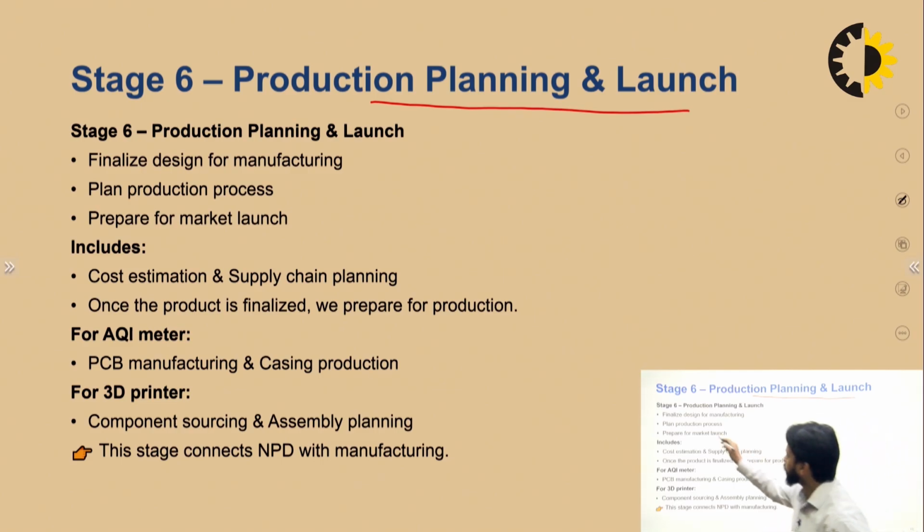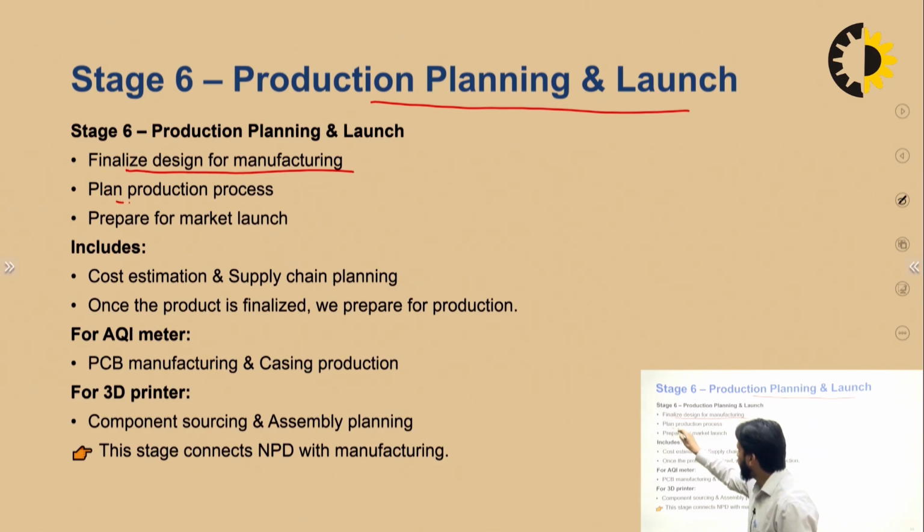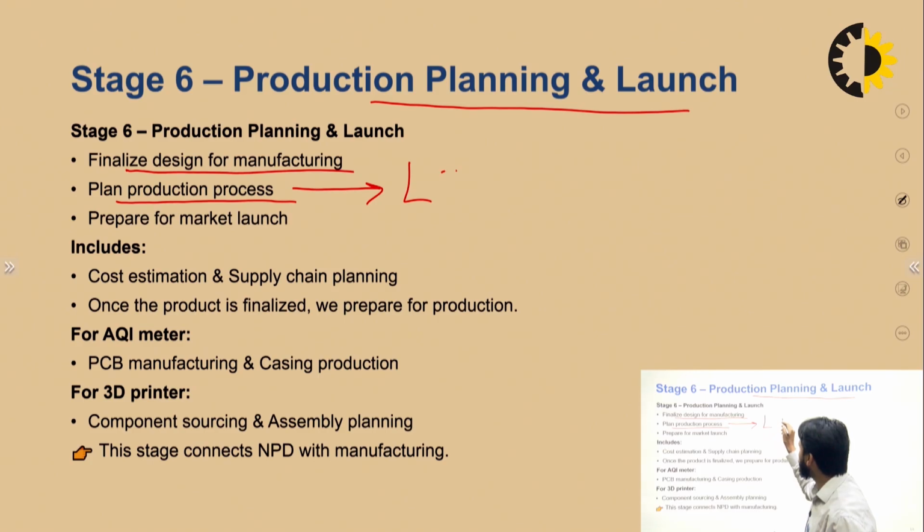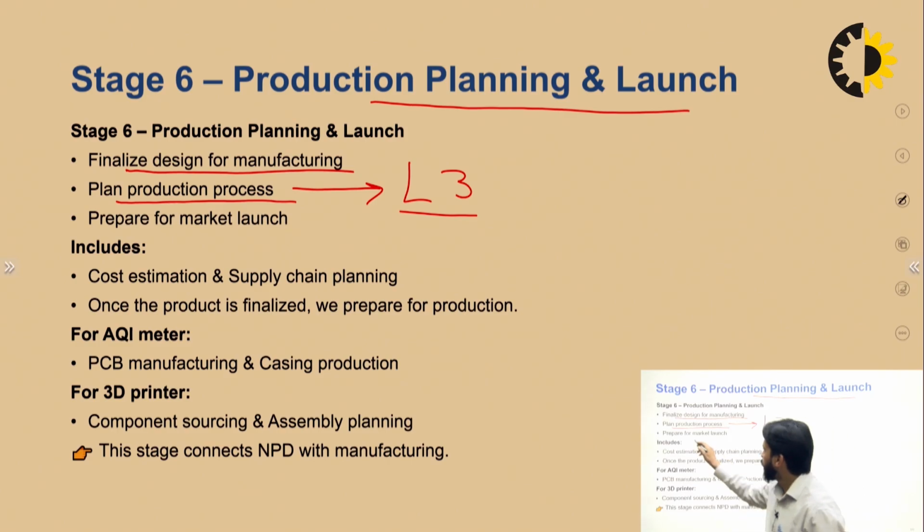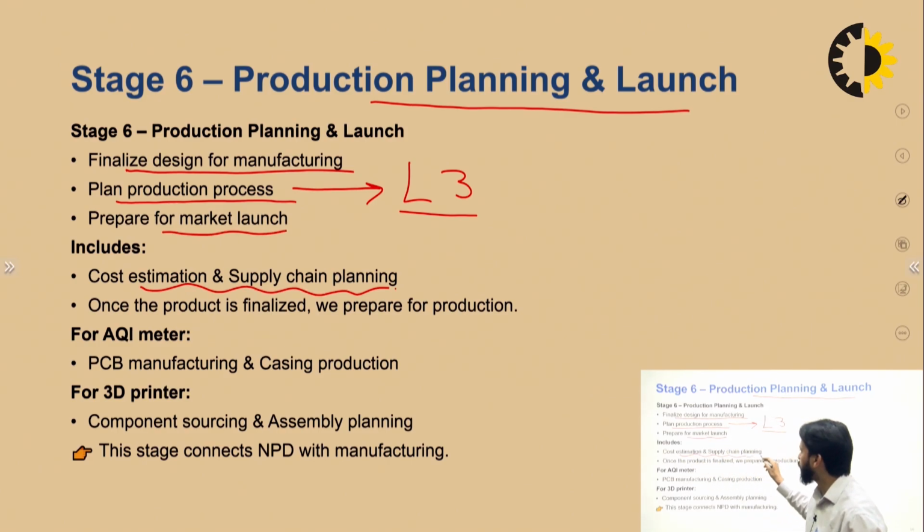In this, you have to finalize your design and plan the production process, which is going to be our next lecture, number 3. We will discuss in depth which kind of production systems we can opt for manufacturing different types of products. Prepare for market launch: we have to include cost estimation and supply chain planning. We are going to see these in lecture 4 as well.